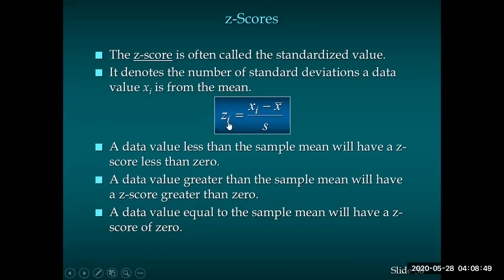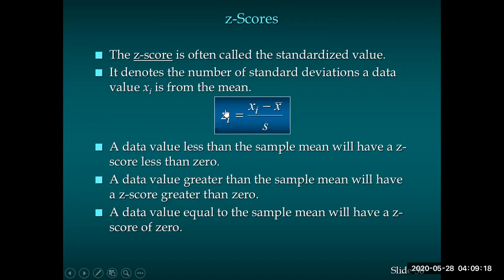So z-score is often called a standardized score, and this actually takes the difference between the data value and its center, and then it divides that by the spread of the data. That's the standard deviation. Okay. So a data value greater than the sample mean will always have a positive z-score. A data value smaller than the mean will naturally have a negative value.